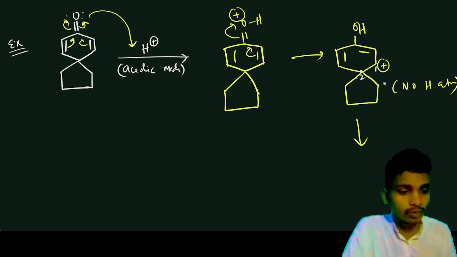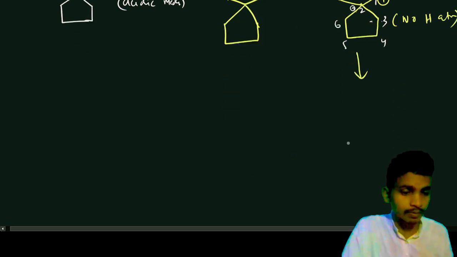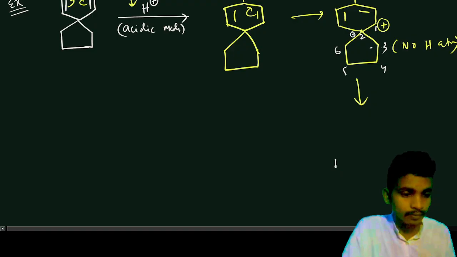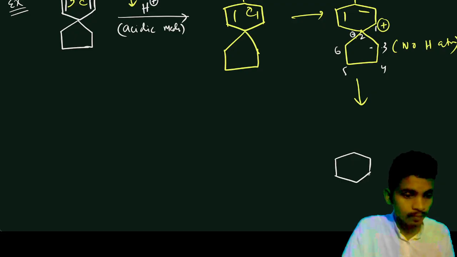So do the ring expansion. 1, 2, 3, 4, 5, and 6. Let's say this bond is negative; if this is negative, then this has to be positive. So that I can do the ring expansion. Here we have OH and this, and this, and 2 will have the positive charge. So this is 1, this is 2, this is 3, this is 4, this is 5, this is 6. So 2 will have the positive charge.